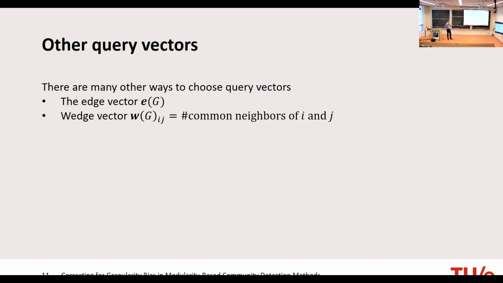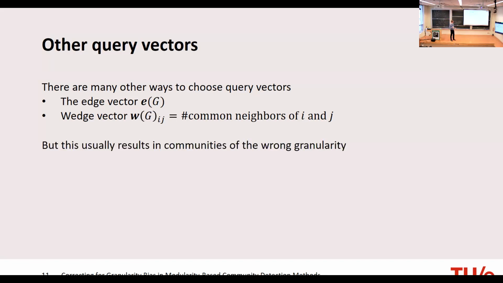But if you simply feed this into Louvain, what you get is generally a partition of the wrong latitude. For example, this wedge vector is always non-negative, so there's never a reason to not put two vertices in the same community. The maximum of the clustering and minimal distance is almost always the one where everyone is in the same community.